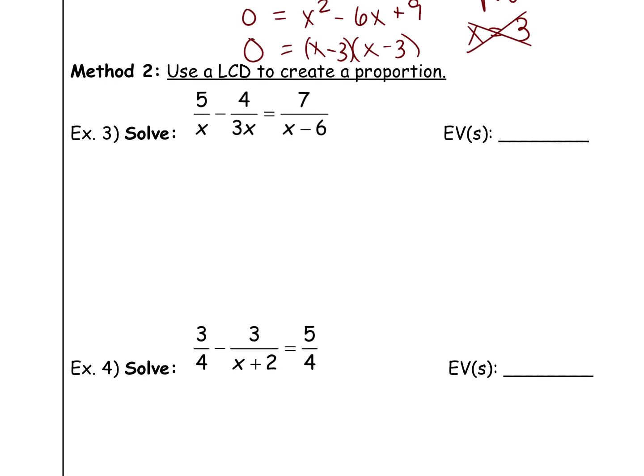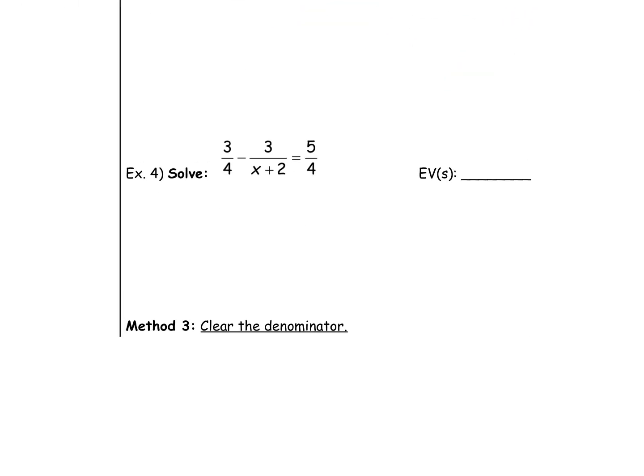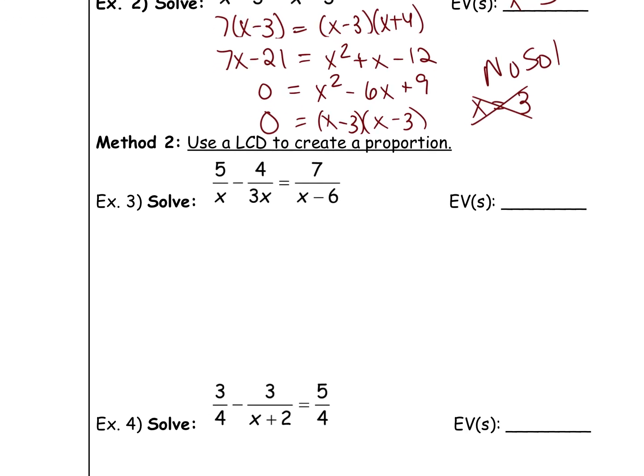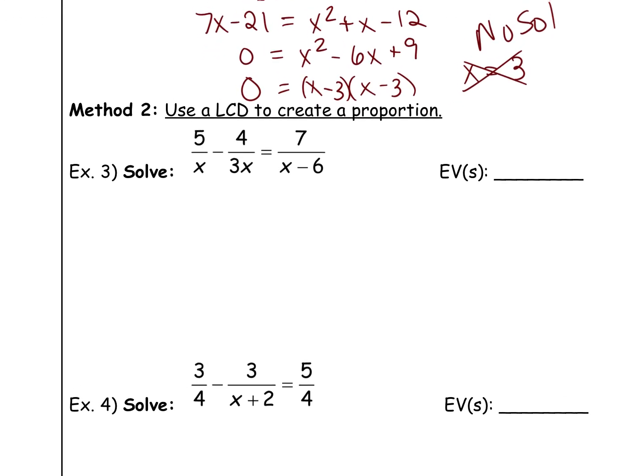Now we're going to use a least common denominator to create a proportion. And this is setting it up so that we can cross multiply. Because as it is right now, you cannot cross multiply. Does anybody know why? I have two terms on the left. It's got to be a proportion. In other words, you got to have a fraction equal to a fraction.